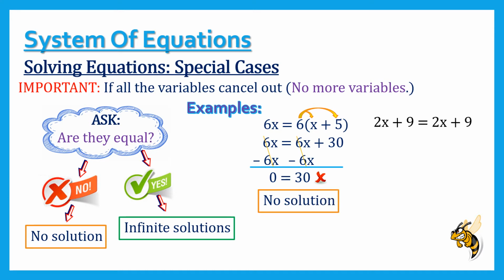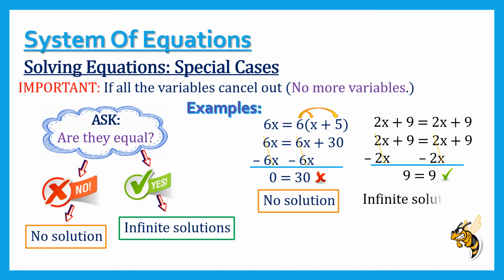Second example: 2x plus 9 is equal to 2x plus 9. I'm going to subtract 2x from both sides because that would be the opposite of positive 2x. And now I end up with 9 equals 9 because on both sides they were additive inverses and they cancel out each other once more. So now I'm going to ask myself, is 9 equal to 9? And the answer is yes. So for this equation, the answer would be infinite solutions.